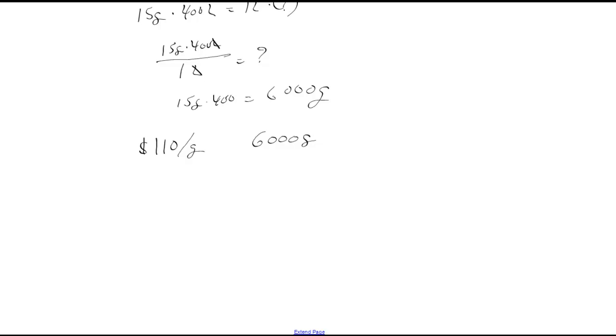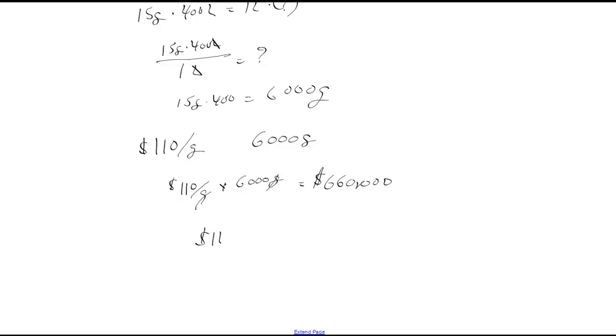right, then once again there's two strategies, right? When you say $110 per gram times the 6,000 grams is going to give us $660,000, right, in a year. Remember, the grams are going to cancel out, so we wind up with $660,000. Sorry about that.